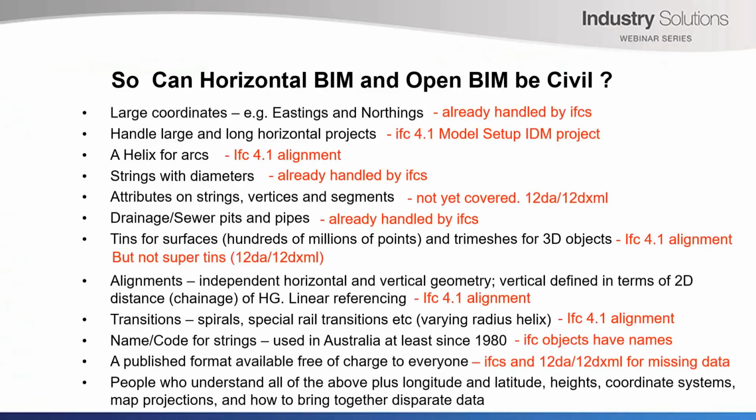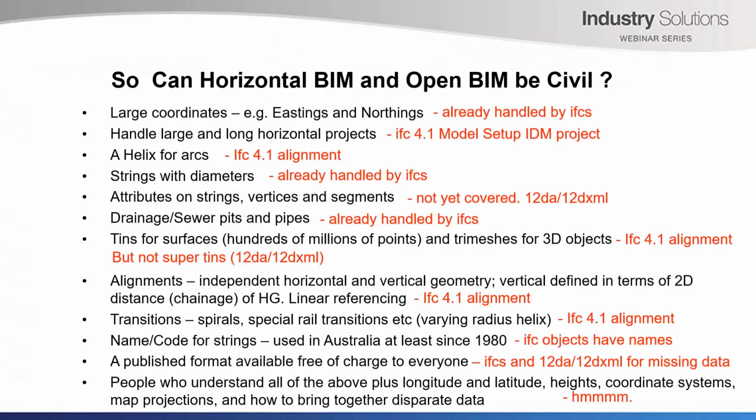But people who understand all of the above, plus latitude, longitude, heights, coordinate systems, map projections, and how to bring all that disparate data together, that's a big ask. I'm afraid most BIM people at the moment tend to be from the architectural side, where they don't worry about that at all. They only work in their own little coordinate systems. So that's the one bit of learning that everybody needs to start coming up to speed on, to bring these different coordinate systems together. You can't get away anymore with just 0,0 in the left-hand corner of the building.